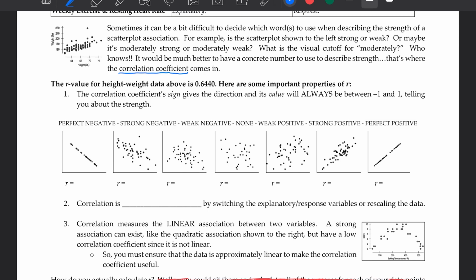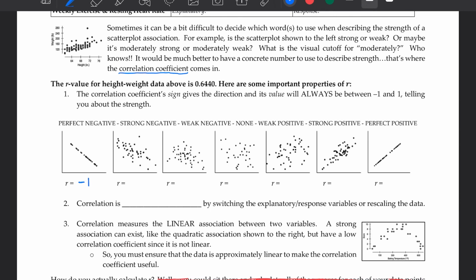Okay, so here we're going to go through some fun facts about R, so that way you are very clear on what it tells you. So first off, it's always going to be a number between -1 and 1. And it has a sign of a negative or a positive because that tells you the direction. And the number that's actually there, the magnitude of that number, tells you sort of how strong the relationship, the association is. So if something is perfectly negative, well, that would be a -1 as the R value.